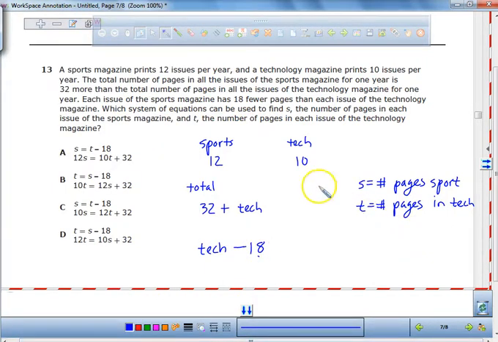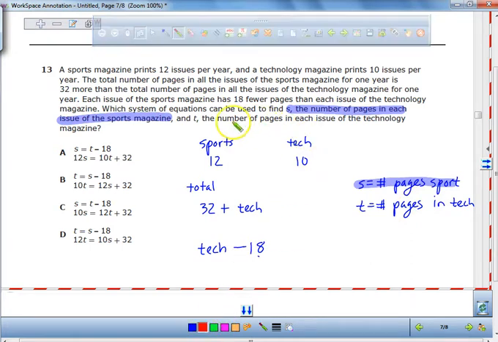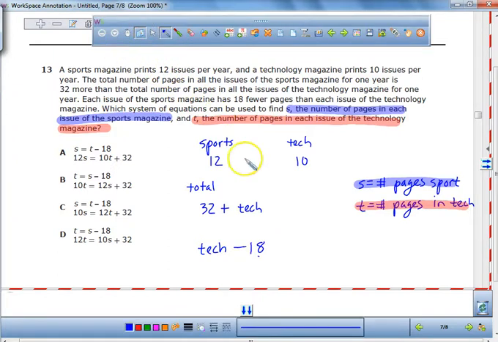Alright, in review, I'm going to highlight a couple things. It says S is the number of pages in each issue of a sports magazine. That's S, in each issue. And T is the number of pages in each issue of a technology magazine. Okay? And we're going to go back over here. So if there's 12 issues per year, what would be the total amount per year of total pages? That would be 12S. And for the tech magazine, that's going to be 10T. And that's where you get to this statement.